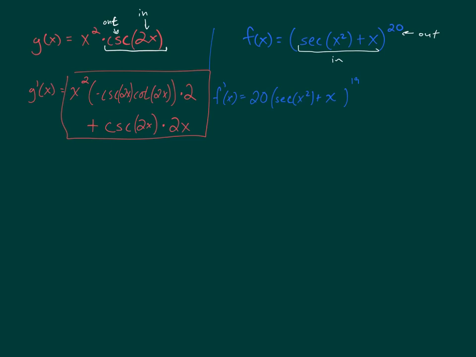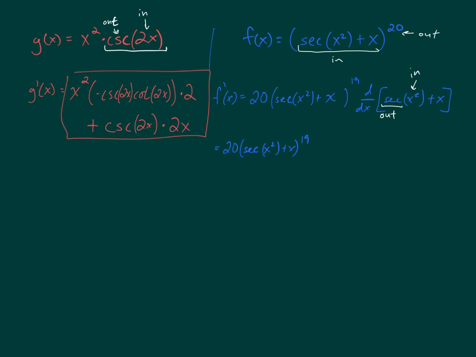And this one I will write out, so this will be d/dx of the inside function, which is secant x squared plus x. And I want to write this one out because here we have a chain rule where this is the outer function and this is the inner function. But we also have this other term here, and with this term we just take the derivative using the power rule. So what that'll end up looking like is we will have 20 secant x squared plus x to the 19th power.